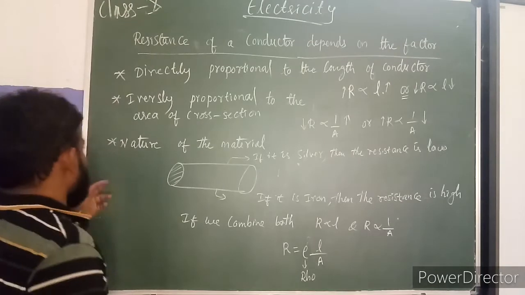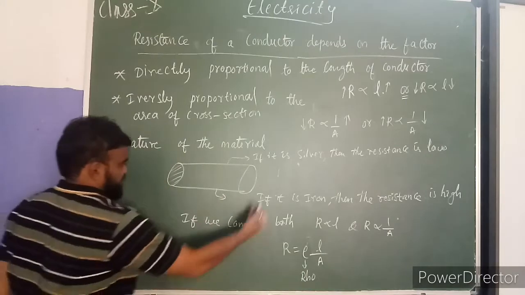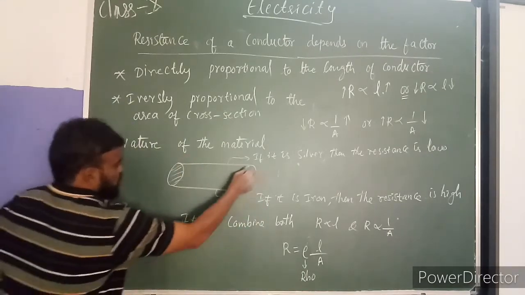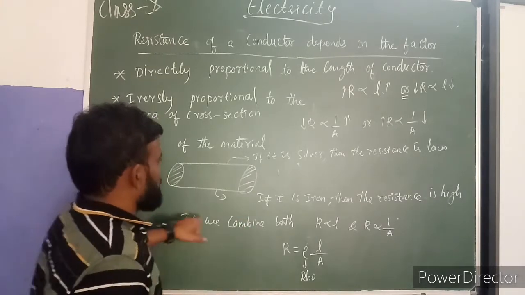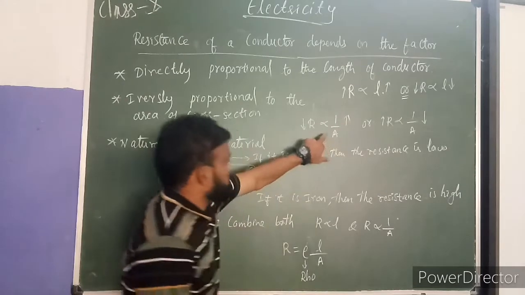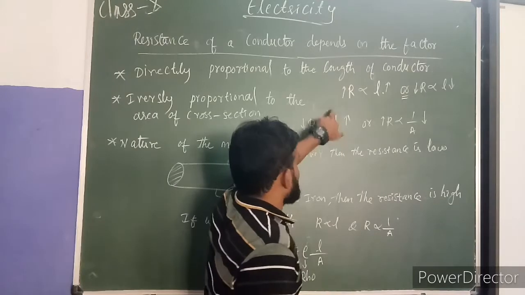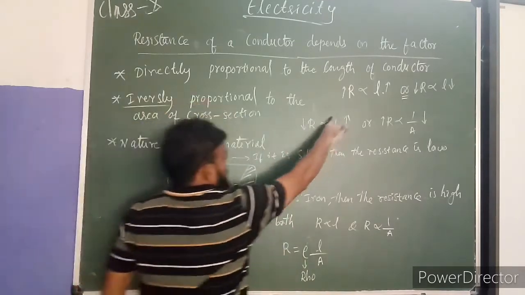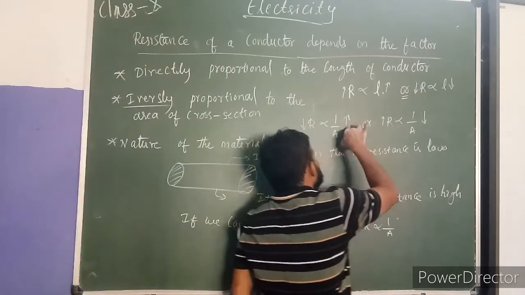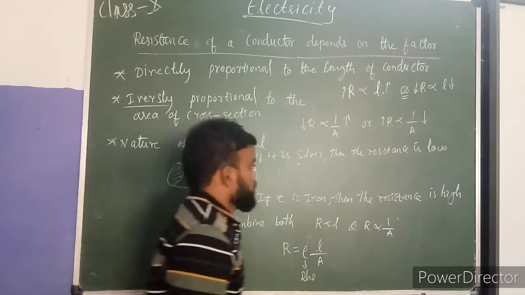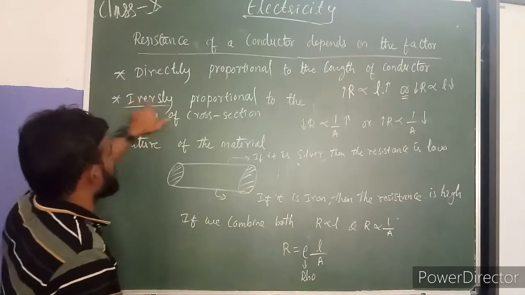Second, it is inversely proportional to the area of cross section. This is the conductor, and this is the cross-section area. Inversely means we have to take 1 by A for the area. So R is proportional to 1 by A. If the area is increased, the resistance will decrease. If the area is decreased, the resistance also increases.